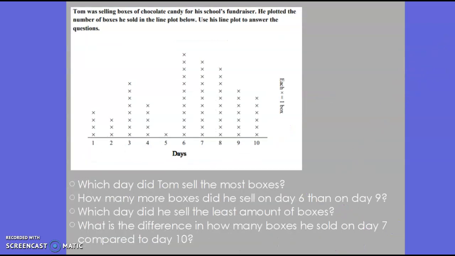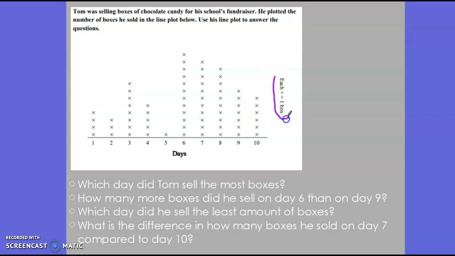All right. Let's look at a few other questions with this. So we have the same graph here. It's all about Tom and his chocolate still. So which day did Tom sell the most boxes? I want you to think about this, and if you need to pause the video for a moment to think, go ahead and do that. So which day did Tom sell the most boxes?